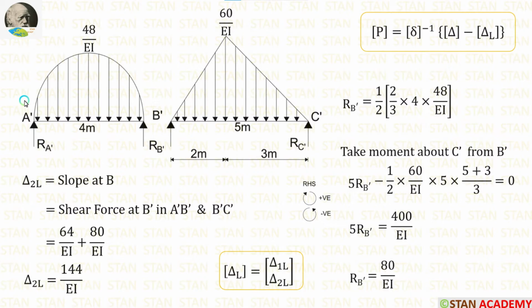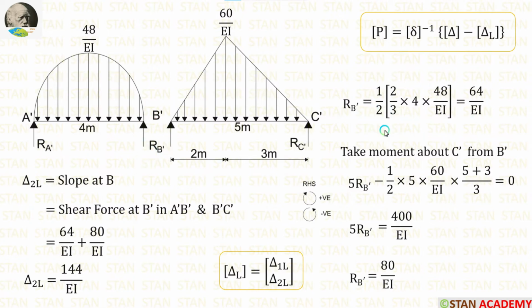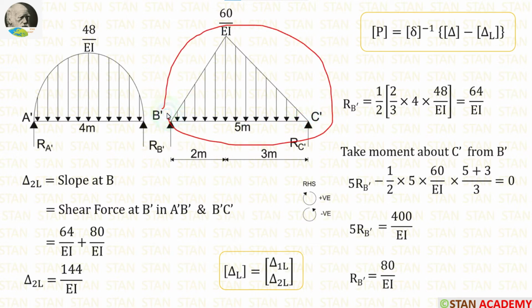In the beam A dash B dash, it is very easy to calculate RB dash. We have to divide the total load by 2. After calculations, we are getting 64 upon EI. Now let us calculate RB dash in the beam B dash C dash. This loading is not symmetrical.